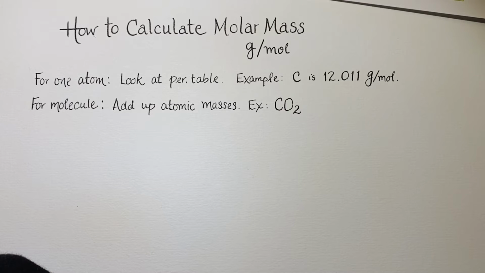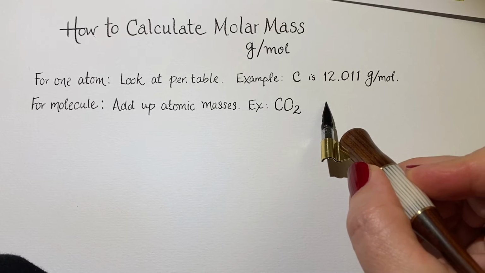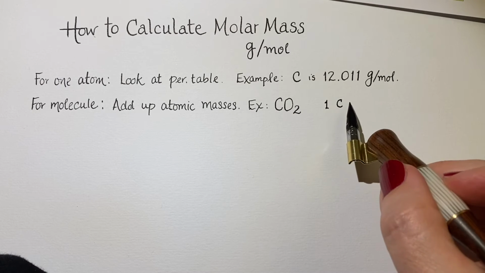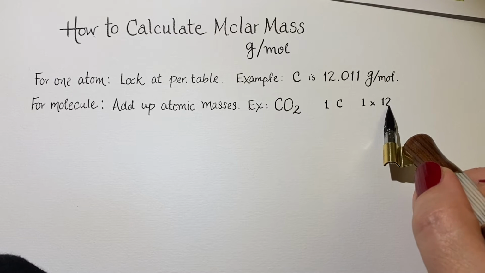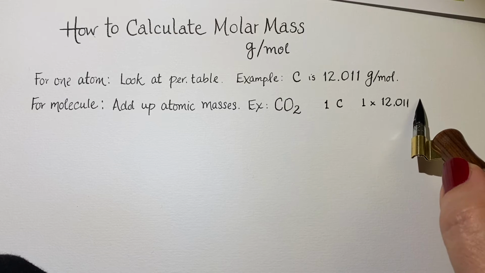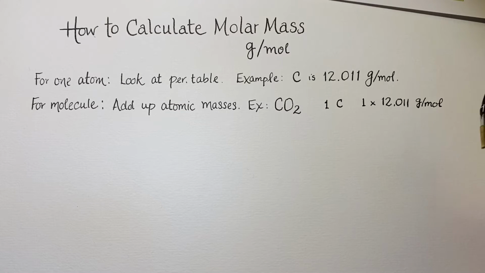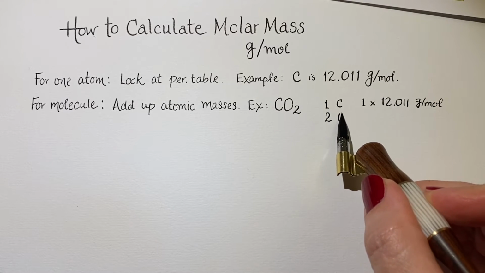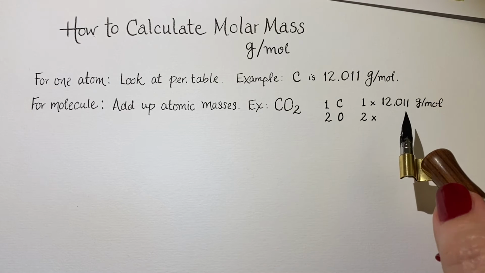So if we want the molecular mass, the molar mass for this whole molecule, we need to add up that and acknowledge that there is just one carbon. That means it is essentially 1 times 12.011. That's the contribution from the carbon. But because there are 2 oxygens, that means we need to multiply 2 times the atomic mass of oxygen.